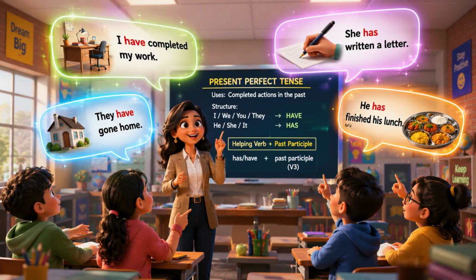I have completed my work. You have done a great job. We have visited the park. They have gone home. Now listen carefully to has examples. He has finished his lunch. She has written a letter. It has stopped raining. Very simple, right?